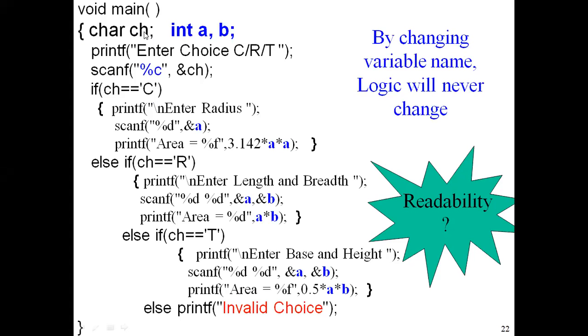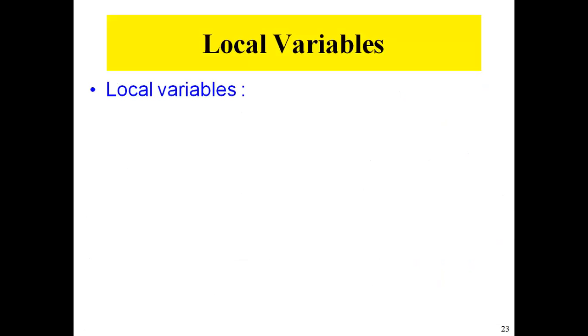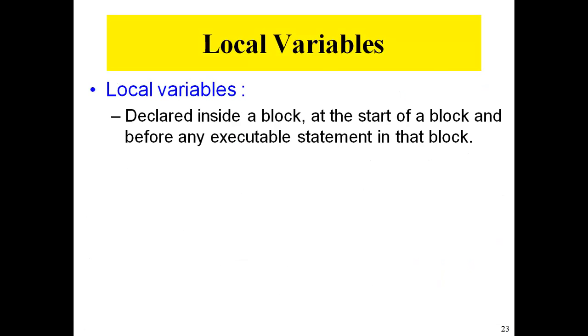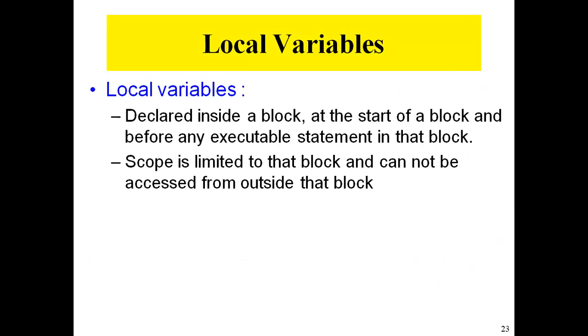So these variables are local. CH is local, AB is local. Local to whom? Local to this block, the outer block of main. So they are local to the main function, correct? Now, if you read this point clearly, what you understand is the scope is limited to only that block; they cannot be used outside that block. Those variables cannot be used outside the block.